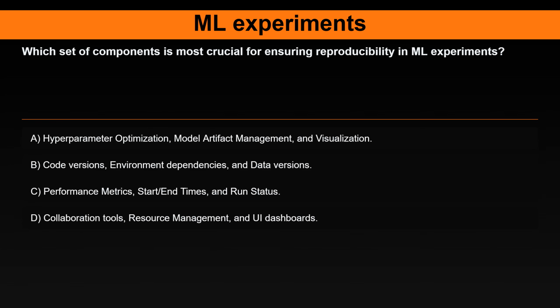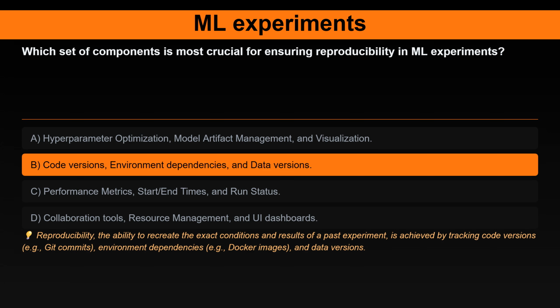Question 20. Which set of components is most crucial for ensuring reproducibility in ML experiments? Option A. Hyperparameter optimization, model artifact management, and visualization. Option B. Code versions, environment dependencies, and data versions. Option C. Performance metrics, start/end times, and run status. Option D. Collaboration tools, resource management, and UI dashboards.